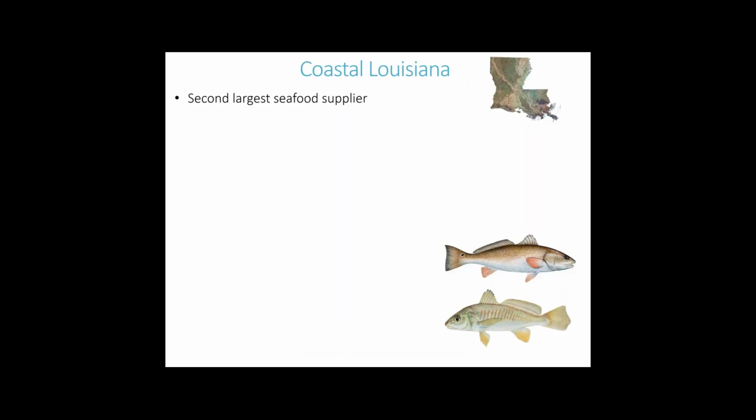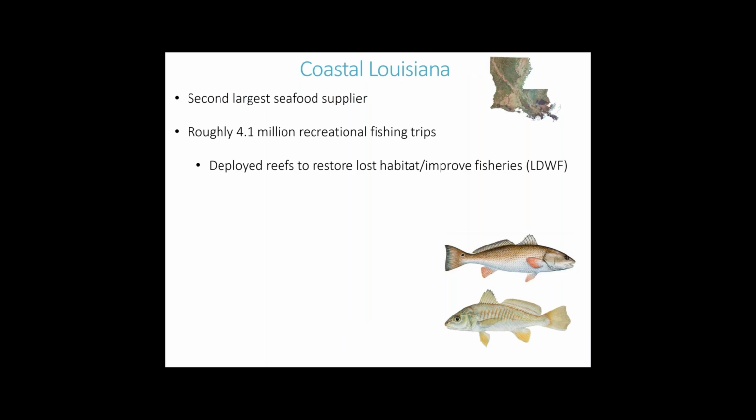So coastal Louisiana is the second largest seafood supplier in the nation. There are roughly over 4 million recreational fishing trips annually. So there's a lot of money coming into coastal Louisiana for recreational fishing. And so as a result, the state wanted to augment that. So they deployed artificial reefs, not only to increase fishing opportunities for the local citizens, but also to restore lost habitat and improve fisheries in certain parts of coastal Louisiana.